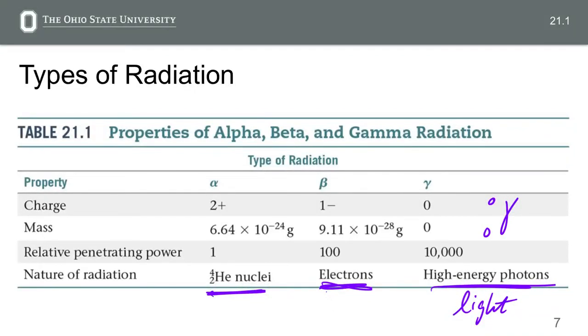Notice the third row down, relative penetrating power. This is essentially how deep into your skin something could go. An alpha particle, that sort of baseline, is given a 1. These have to be relative numbers and are somewhat made up. For beta emission it's 100, and for gamma emission, 10,000. So that can go basically through your skin.